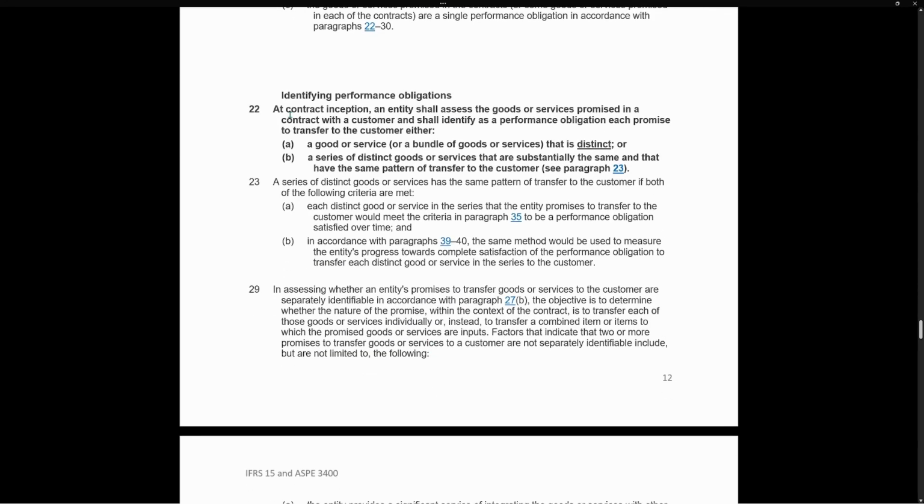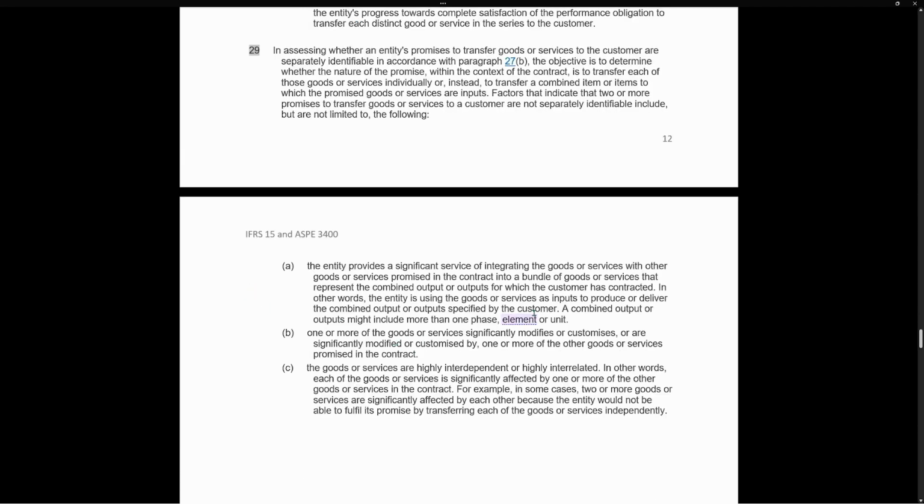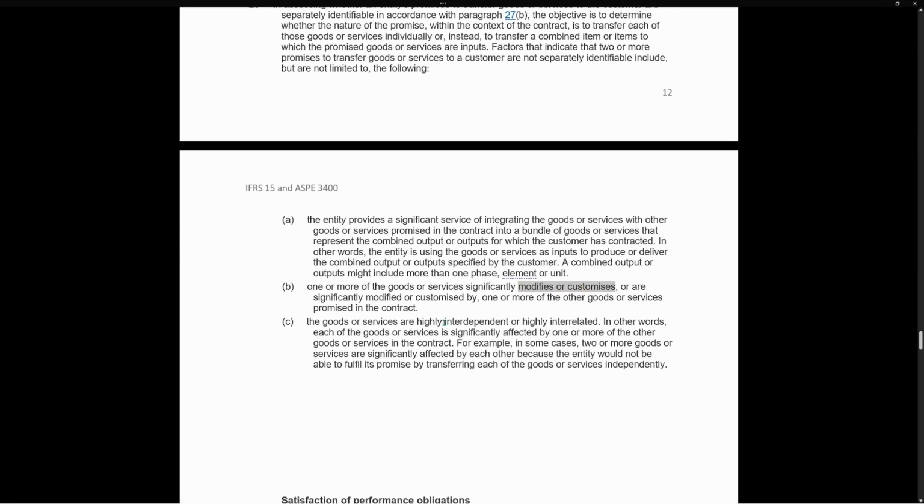The second part is identifying performance obligations, where the definition of distinct is really important in this step, as it's been clarified in paragraph 29. There are some keywords here that I want to highlight. One of them is integrating the goods or services with other goods or services. The other one is modifies or customize. The other one is if the goods or services are highly interdependent or highly interrelated.